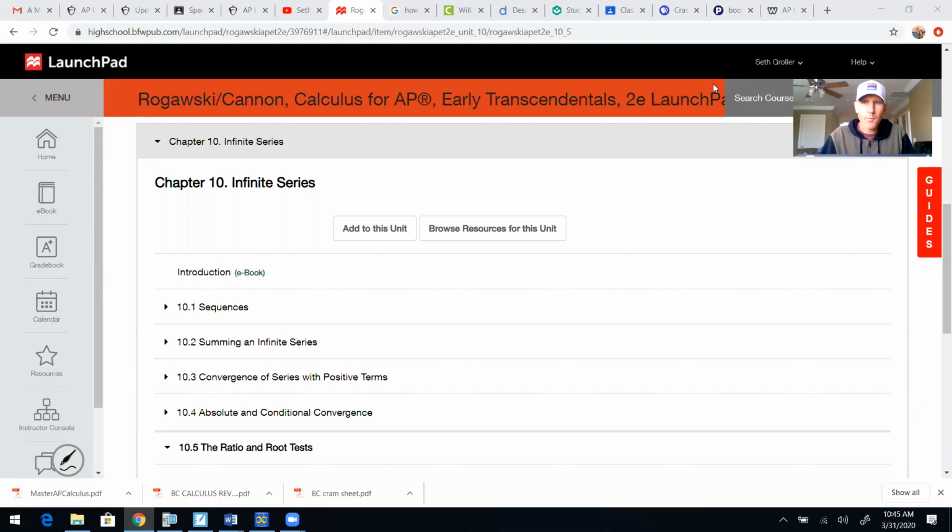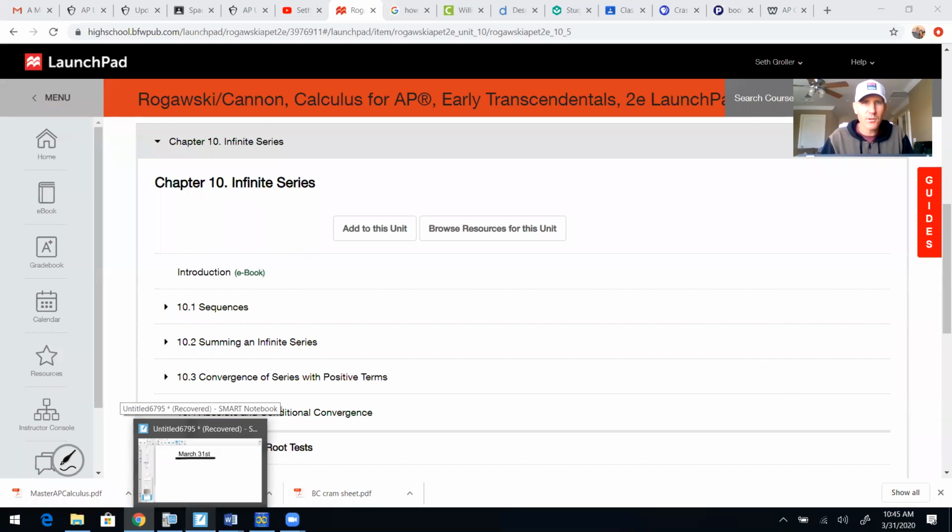Okay, so this is from March 31st. I'm just going through some homework questions. First question was, what's the difference between absolute convergence and conditional convergence? Well, this is something that is not on the AP exam for this year. It typically is, and I teach it in depth, but this year it's not really on the AP exam.